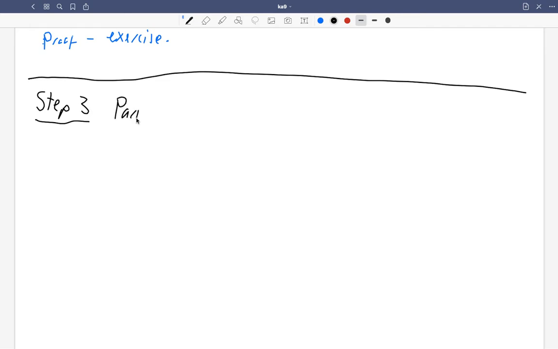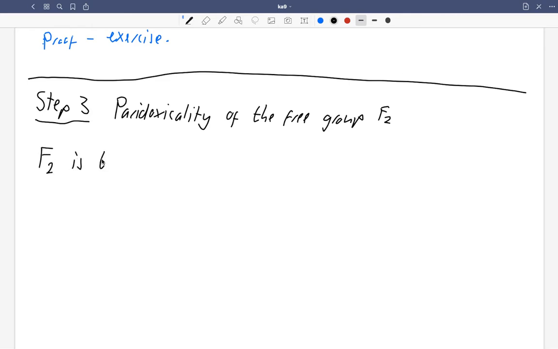And we're going to show the paradoxicality. I don't know if that's really a word, but it sounds right to me. So let's say paradoxicality of the free group F2. So what is the free group F2? Well, F2 is the free non-abelian, so it's a non-commutative group, on two generators.